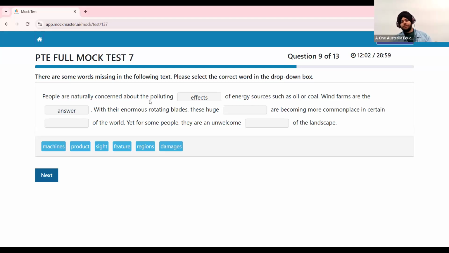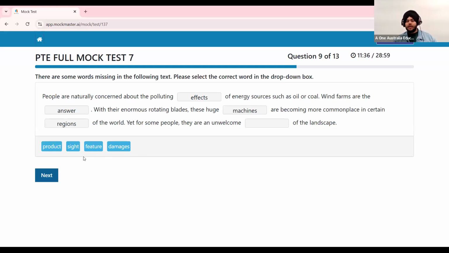Answer for what? Answer for the polluting effects of energy sources. Then, these huge [blank] are becoming more commonplace. I can say these huge machines because we're talking about wind farms. Then, in certain regions of the world, yet for some people, they are an unwelcome [blank] of the landscape.